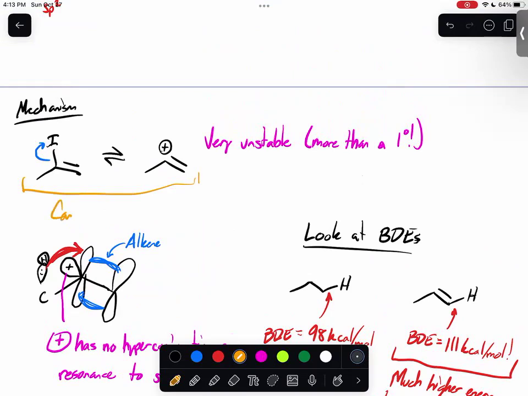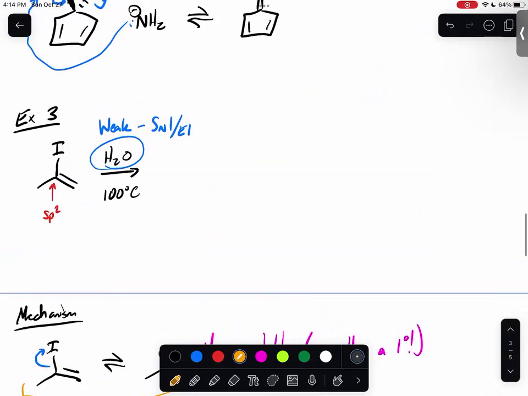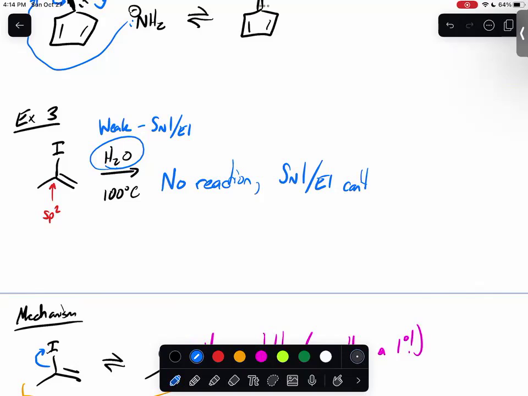And if this can't occur, essentially what we're saying is that this right here must be no reaction. All right? So essentially, one thing to keep in mind about SN1 and E1 is that SN1 and E1 can't occur on sp2 carbon leaving groups. Okay?